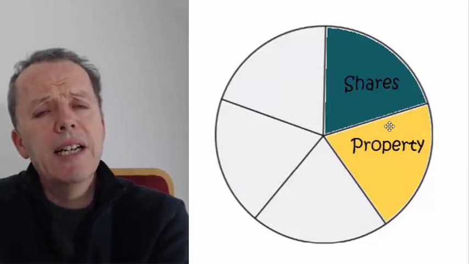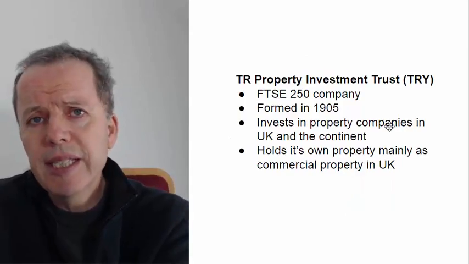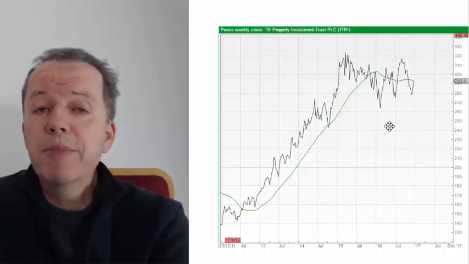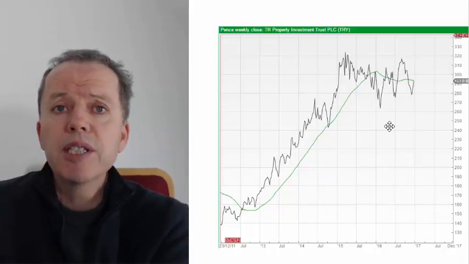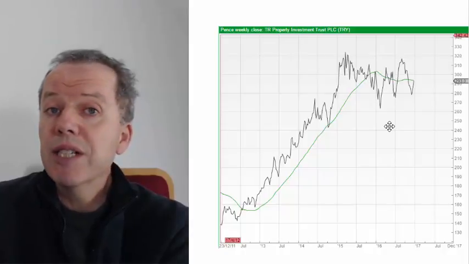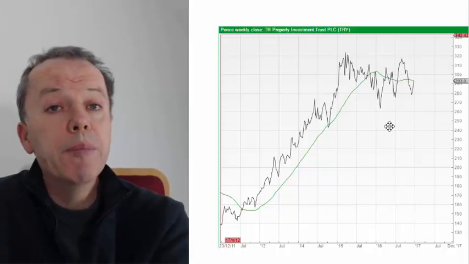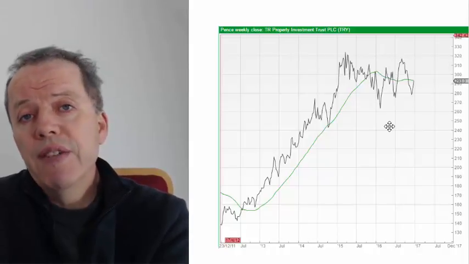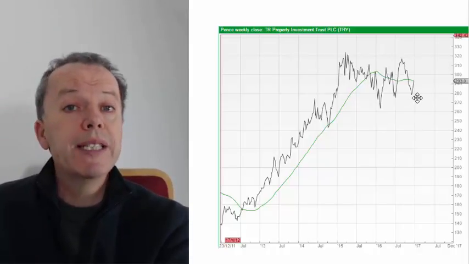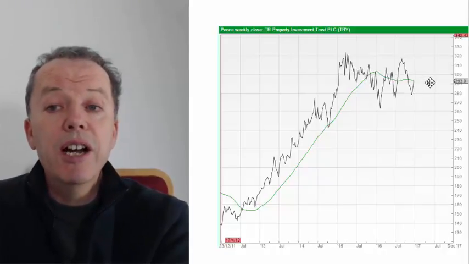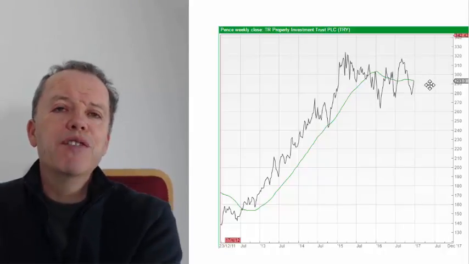Okay, the next slice of the pie is property, and I use the TR investment trust to give me exposure to property. It's been very choppy over the past year, and I had a signal to sell it because it closed below the average price for the year a number of weeks ago, so I moved that investment into cash. But the past couple of weeks the price has been rising quite strongly, and it closed just below the average for the past year.